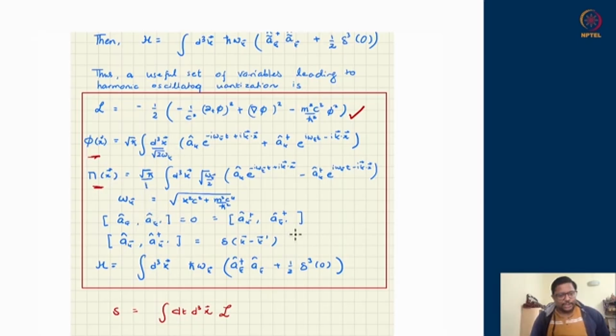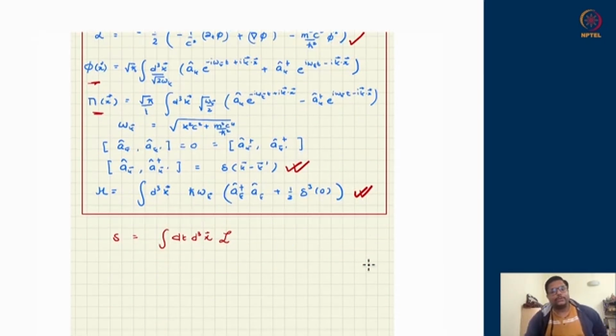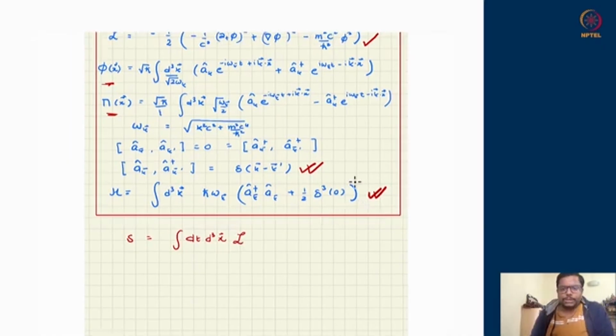And lastly, you will get exactly the same commutator between a_k and a_k dagger, just like an ordinary harmonic oscillator, which we had done previously. And therefore the Hamiltonian will become just a collection of all oscillators put together. The only signature of this being a continuous theory is the appearance of this delta(0) rather than a 1.